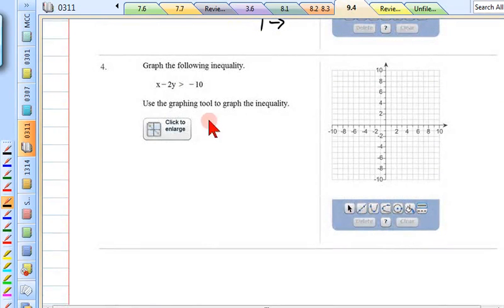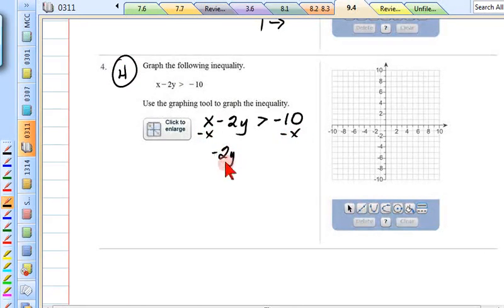All right, this is number 4. The inequality is x minus 2y is greater than negative 10. And I specifically want to do this one because there is something we need to make sure we talk about. All right, if I'm going to graph this, what shape do I need to get this inequality in? I need it y isolated. So I'm going to subtract x. I have negative 2y is greater than negative x minus 10. What am I going to divide by? Negative 2.